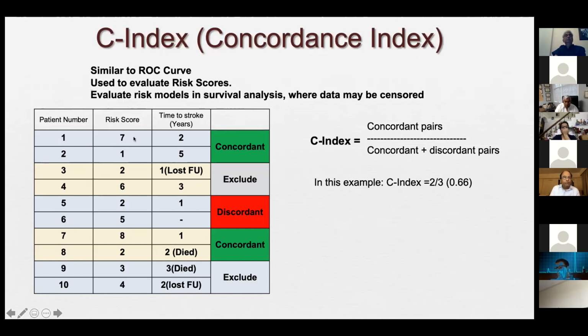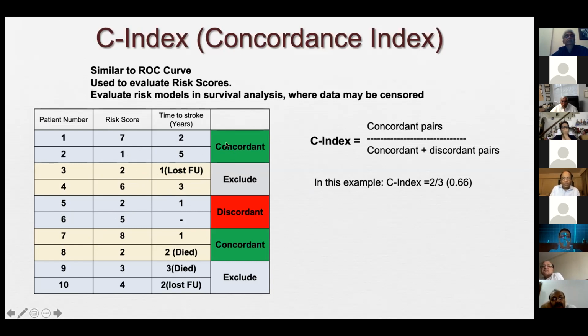In the first pair, we find that the patient has a high score of 7 and develops a stroke early, at 2 years. And the person with the lower score, that is 1, develops a stroke very late. So that becomes a concordant pair, because that's what we expect: a high score means early stroke and a low score means late stroke. The second one has a low score, but was lost to follow up. We can't say which one appeared early, so we have to exclude this. The third pair, 5 and 6: low score, early stroke; high score, stroke did not occur. So that becomes discordant.